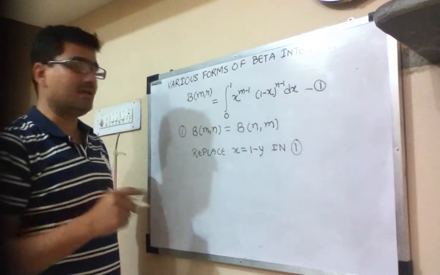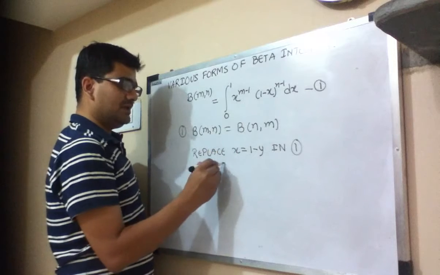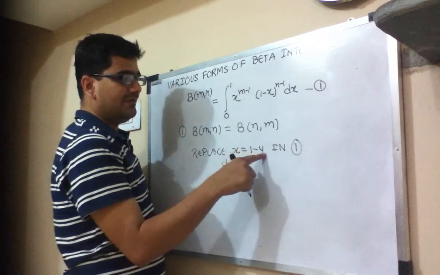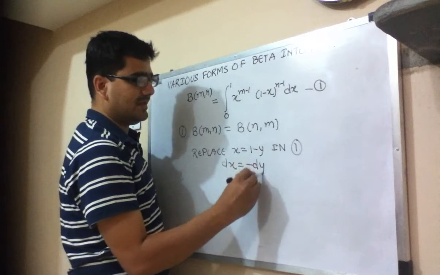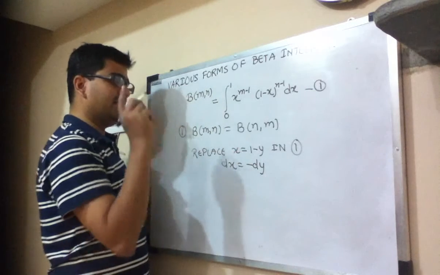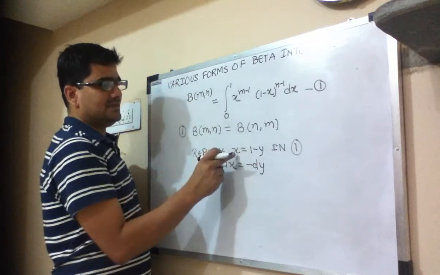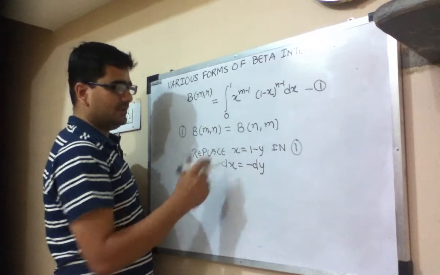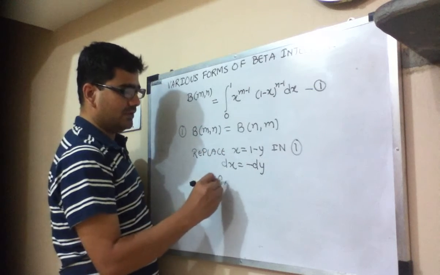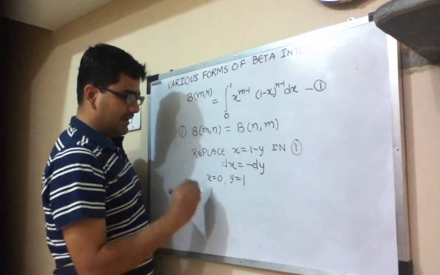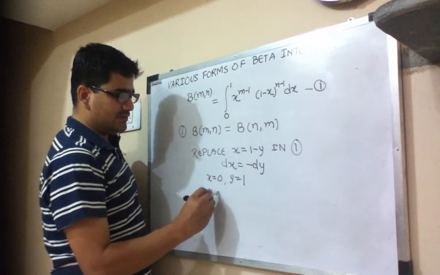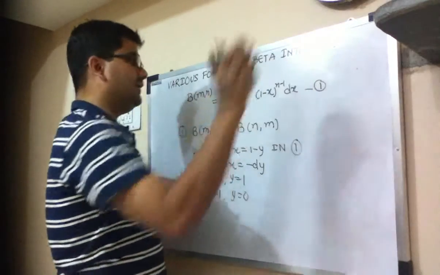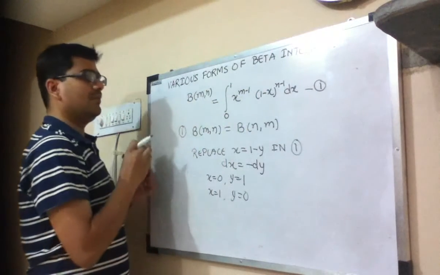So where does the dx come from? From this definition, dx will be the differentiation of 1, which is 0, and the differentiation of y is dy, with a minus sign. Again, for the limit, if x is equal to 0, then y will be 1 minus 0, which is 1, and if x is equal to 1, then y must be 0. So our integral in 1 becomes what it becomes.